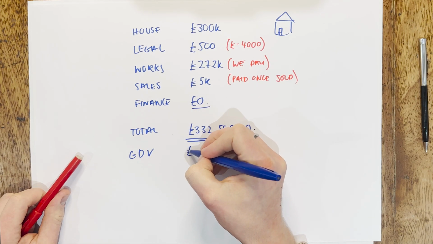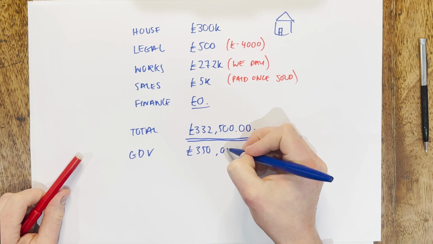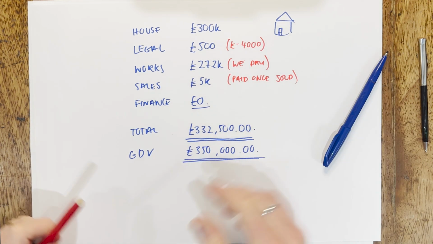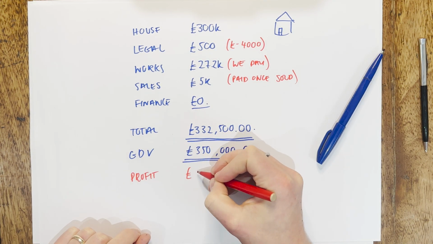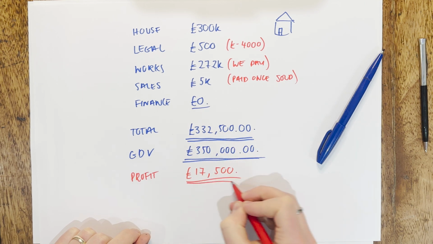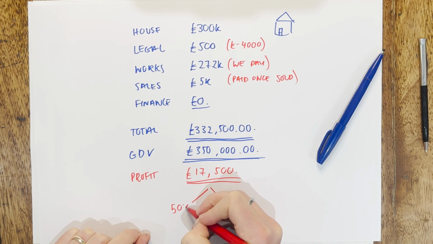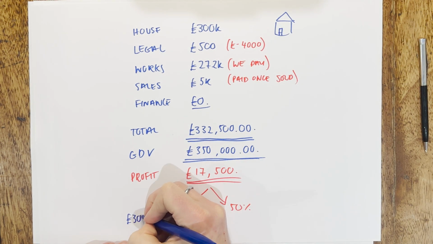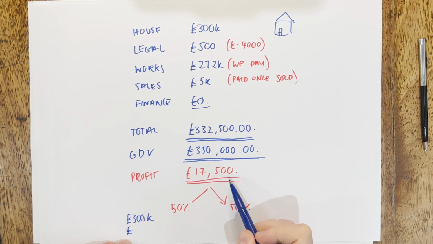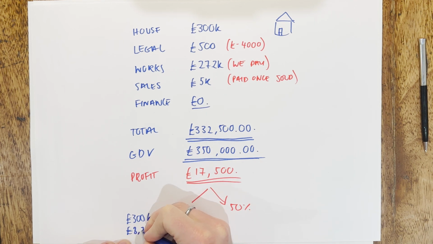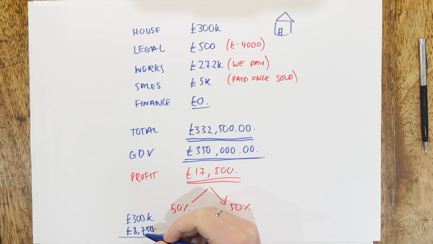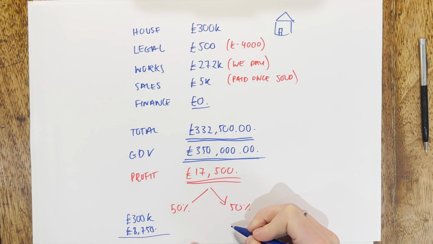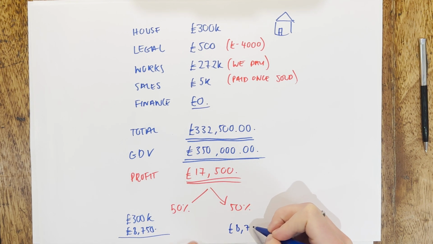We originally mentioned that the gross development value, or the end value, was £350,000. Our net margin collectively is £17,500. And what do we do with that? We split that 50-50 with the homeowner. So the homeowner gets their original £300k that we agreed, plus half of the £17,500, which is £8,750. They walk away with £308,750 for probably within six months' work, and we walk away with £8,750.